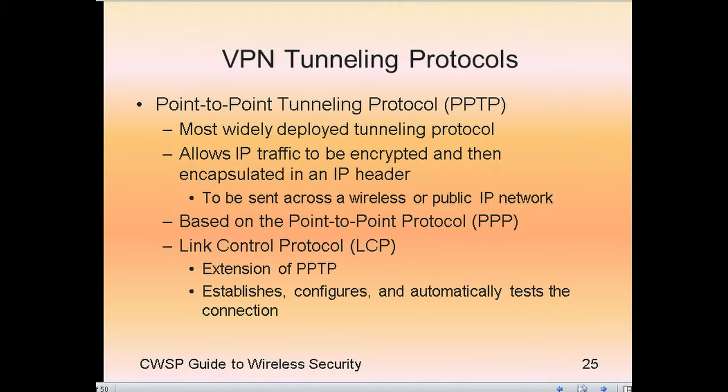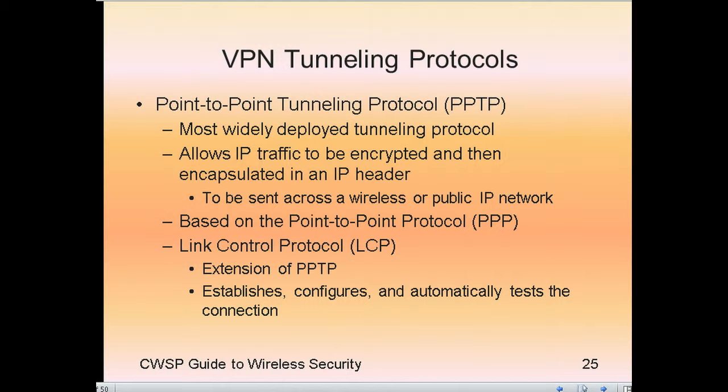VPN protocols: point-to-point tunneling protocol, PPTP, is the most widely deployed. It's easy to configure and allows IP traffic to be created and then encapsulated in an IP header, to be sent across a wireless or public network, either one. If you want to configure a VPN on a Windows server, it's not very complicated. When you do the configuration of routing and remote access, just pick VPN and you will have created a VPN endpoint. It's based on the point-to-point protocol.